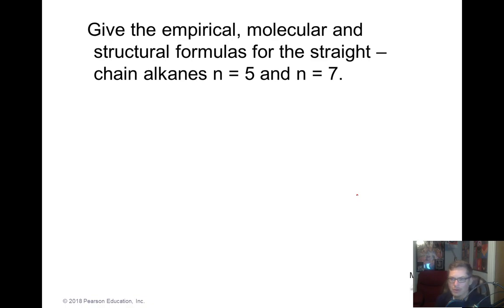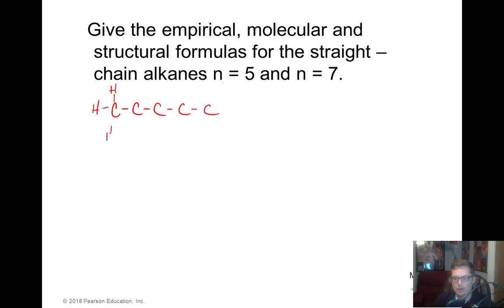All right, so here we go. We're going to give the empirical, molecular, and structural formulas for the straight chain alkanes, N equals 5 and N equals 7. So N is the number of carbons. All right, so empirical, molecular, and structural formulas for the straight chains. So N equals 5. So that means we've got 5 carbons. So we've got C 1, 2, 3, 4, 5 carbons, and then we're going to fill them up with hydrogens.